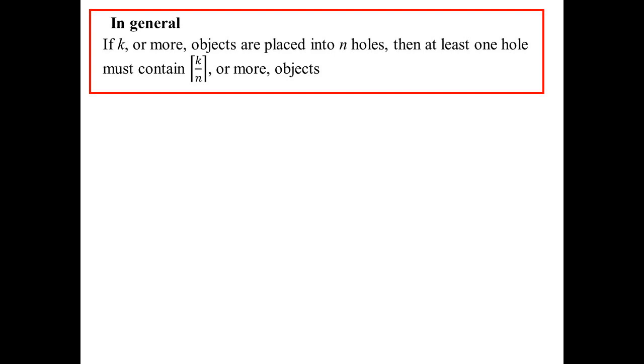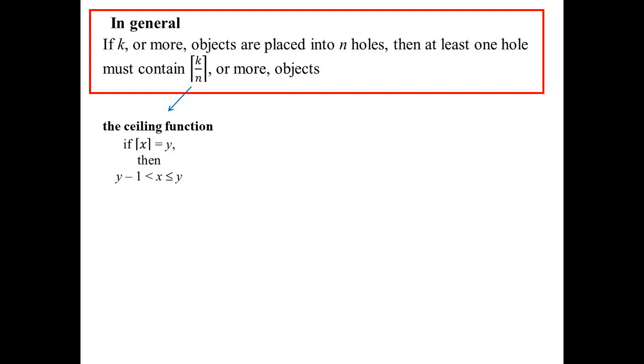Oh, by the way, to generalise, you can think of it this way. If k or more objects are placed into n holes or categories, then at least one hole must contain the ceiling of k over n. Now, I don't know if you're familiar with this notation or not. That's what's called the ceiling function. Has anyone ever heard of the ceiling function? Okay. The ceiling function, so it's like you've drawn brackets but left the bottom bit off.